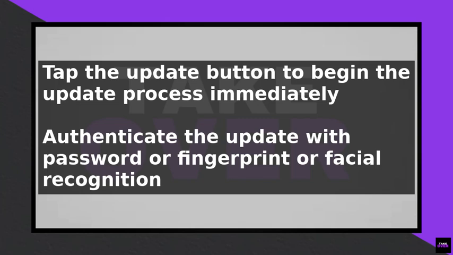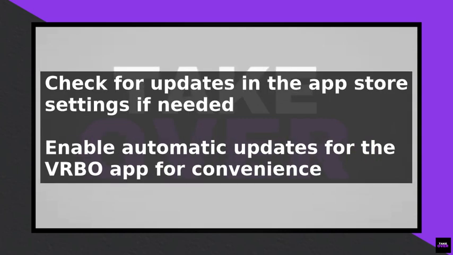For iOS devices, tap on your profile icon in the top right corner. Then scroll down to the Pending Updates section. For Android devices, tap on the menu icon in the top left corner. Then select My Apps and Games.